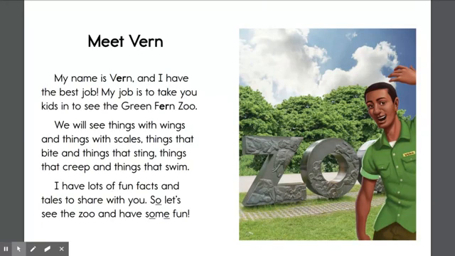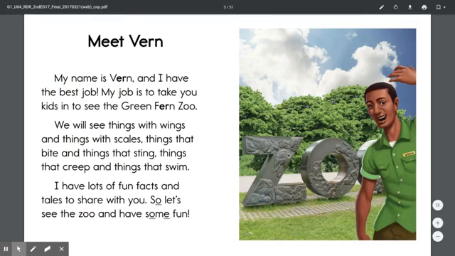And before you start reading today, I just want you to look at the picture and get an idea of what Vern is saying just in the picture. What does it look like his face is saying? Does it seem like he is saying, come on in, I want you to come see what we have here at the zoo? I think that's what he's saying. And if you look here, look at all those different animals on that sculpture there. We're going to take a look at that.